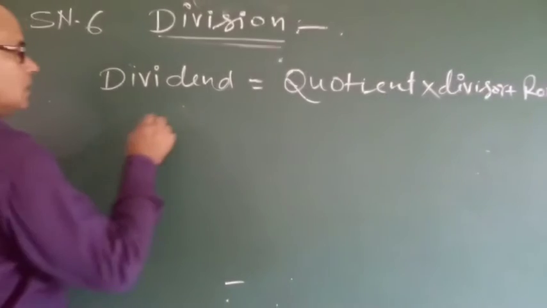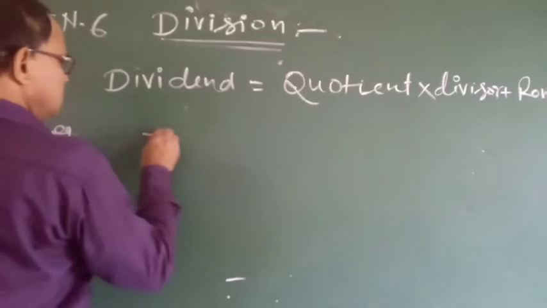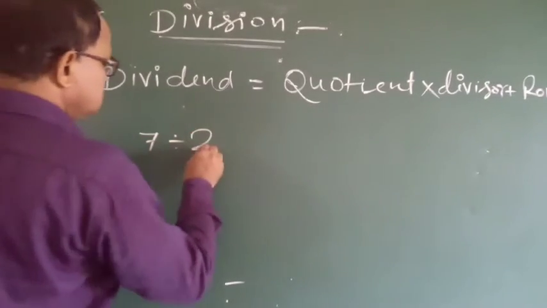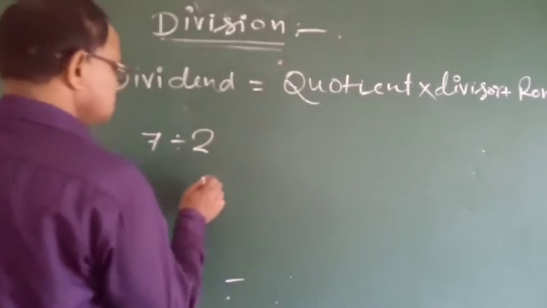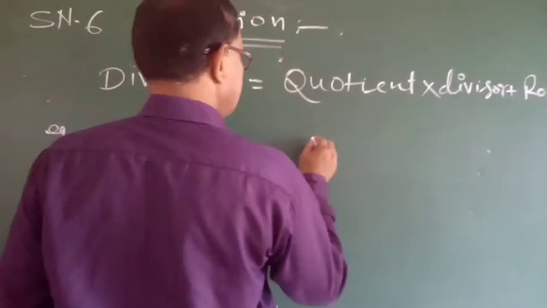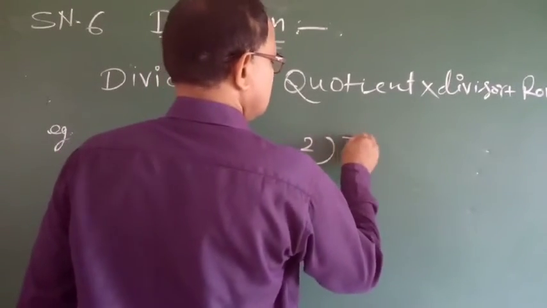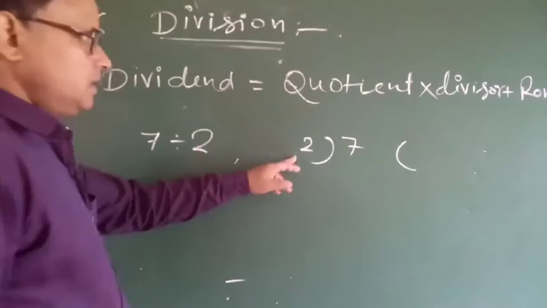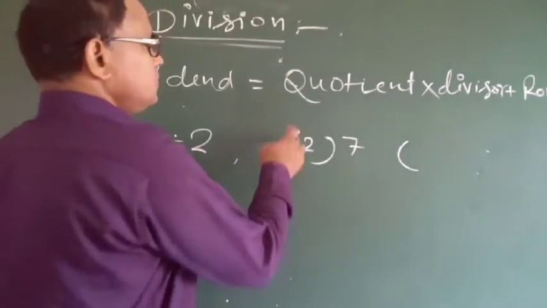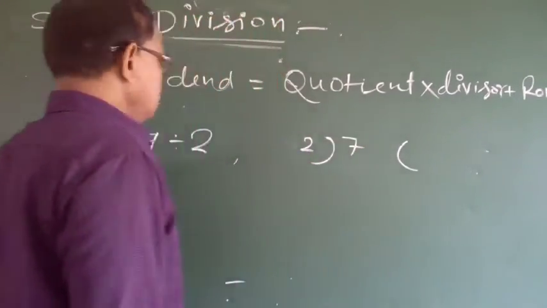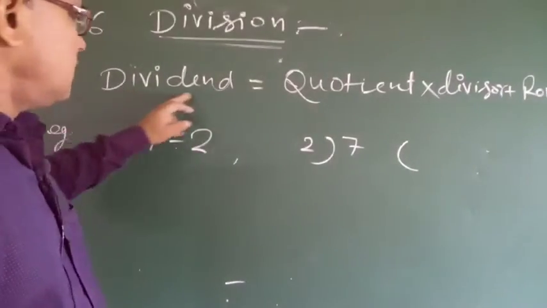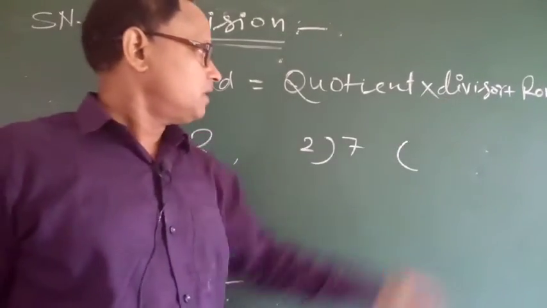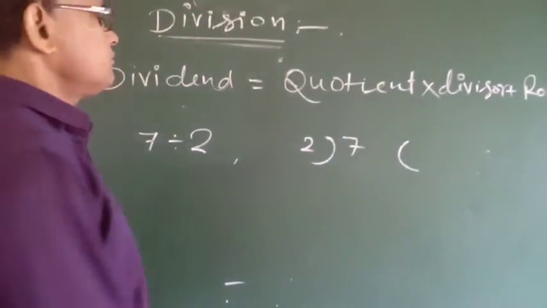Dividend, on this basis I give you an example: 7 divided by 2. In this case, write 2 divide of 7. Here 2 is the divisor and 7 is the dividend. Okay.